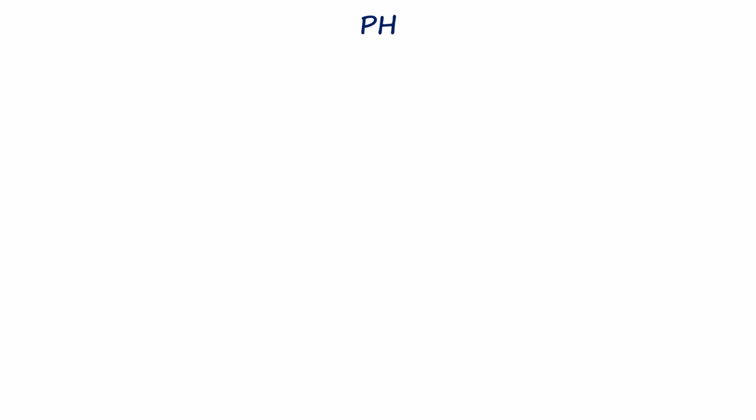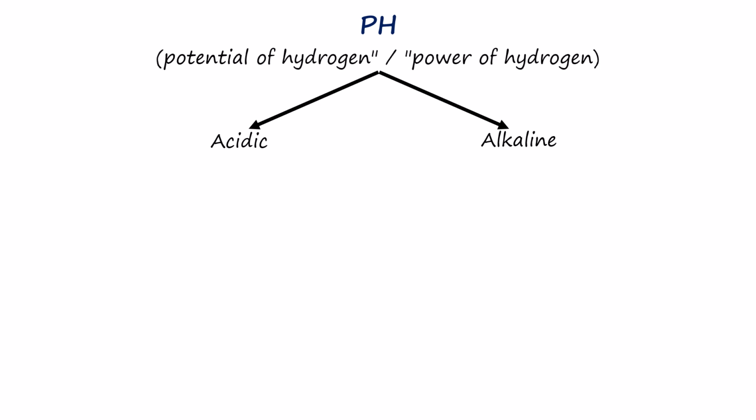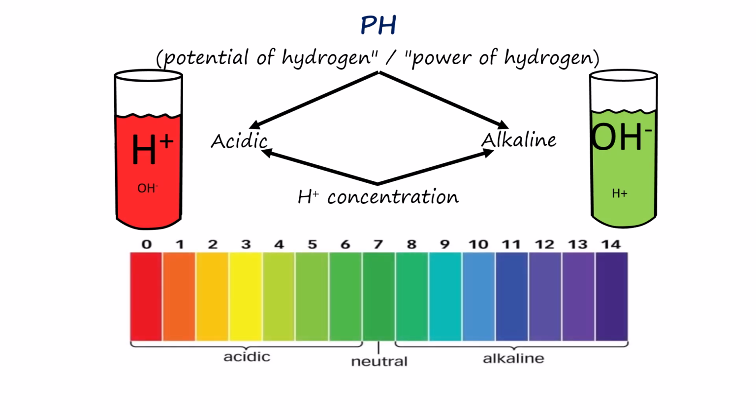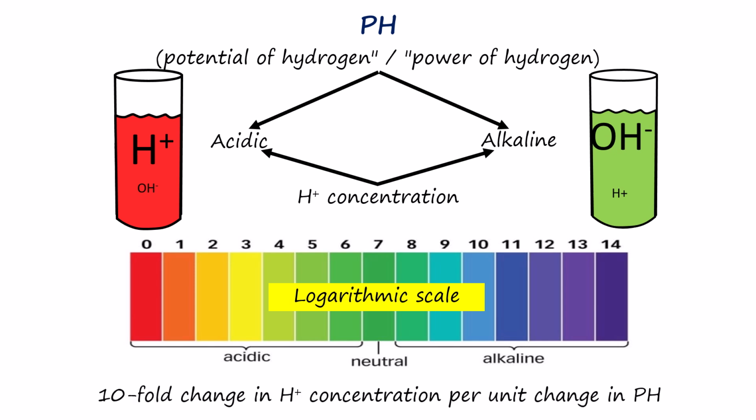pH is a fundamental concept in chemistry and biology that describes how acidic or alkaline a solution is. The term pH stands for potential of hydrogen or power of hydrogen, reflecting its measurement of hydrogen ion concentration in a liquid. The pH scale is a logarithmic measure of hydrogen ion concentration in a solution, ranging from 0 to 14. What makes this scale unique is that each single unit change represents not a simple arithmetic difference, but a tenfold change in actual hydrogen ion concentration.